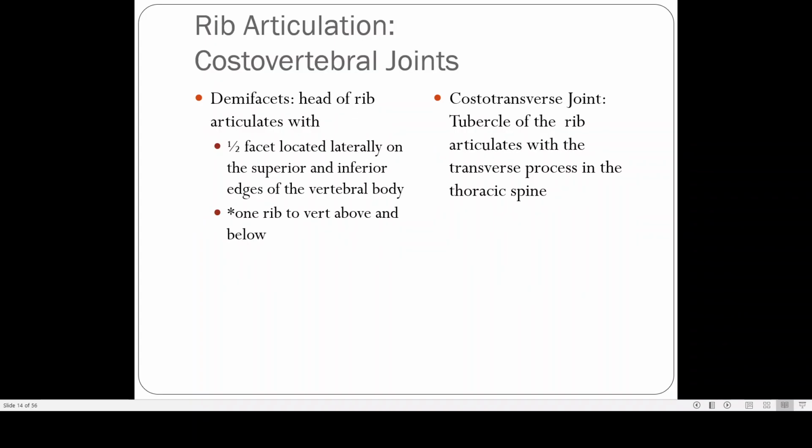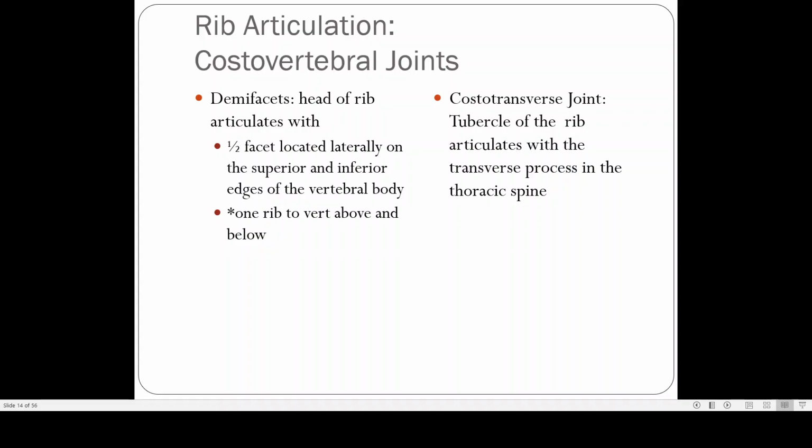In the thoracic area, we also have another joint, the costovertebral joints. This is going to be where our ribs come in and articulate with the spinal levels in the thoracic spine. And we have two different areas that the rib is going to articulate with. So the first is the demifacet, and they're called demifacets because each rib articulates with half of a facet on the vertebra above and the vertebra below. So one rib to two vertebra.